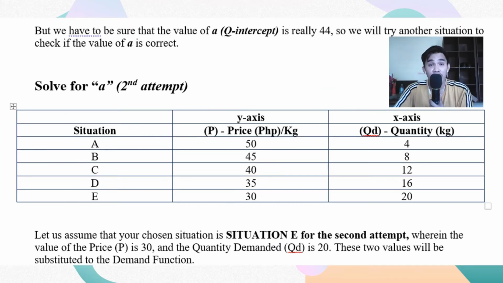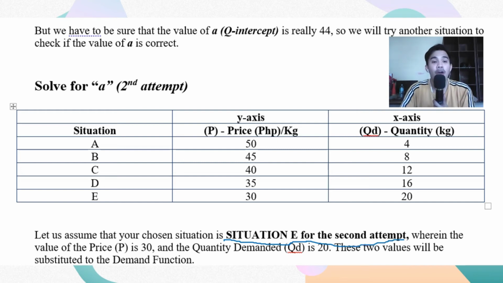Okay, but however, we are not sure if the value of our Q-intercept, which is A, is really 44. So, ang gagawin natin ngayon is magkakaroon tayo ng second attempt in solving the value of our A. So, ang gagawin nyo ngayon is mamimili na naman kayo ng another situation. Diba, ang pinili nyo kanina is, ano ba yung pinili nyo? That is letter D. So, mamili na naman kayo ng ibang situation. So, let's say, ang napili nyo daw is situation E. Let us assume that your chosen situation is situation E for the second attempt.